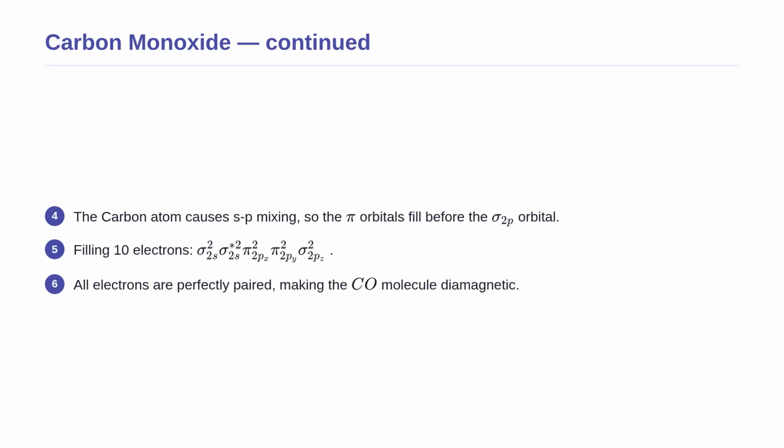Continuing with carbon monoxide, we must remember the sp mixing rule. Because the molecule contains a lighter carbon atom, sp mixing occurs. This means the pi orbitals will fill before the sigma 2p orbital. We fill the orbitals from bottom to top with our 10 valence electrons.